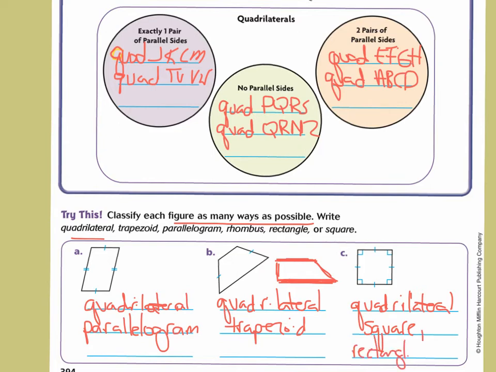It's the side lengths that make them different. A square has to have all four sides the same length, whereas a rectangle has to have opposite sides the same length. So the side lengths are what make a square special or different than a rectangle. Let's go ahead and move on. We'll flip to the next page, please.